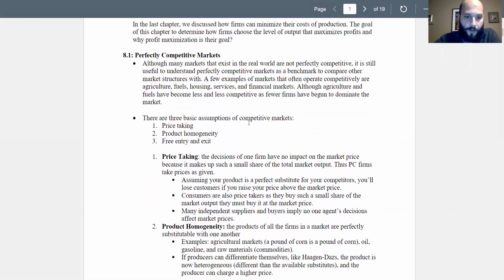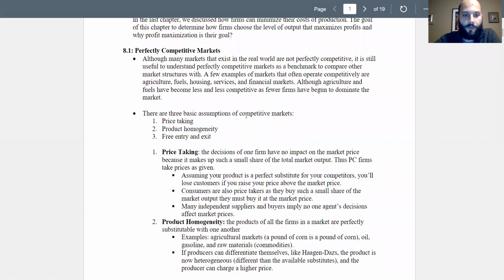So perfectly competitive markets are defined by three basic assumptions. One, price taking. No individual firm has any say over the price in the market. There's product homogeneity, meaning they all produce identical products. And this is sort of why each firm has to be a price taker. All of the products are the same, so if one is more expensive than the other, everybody just buys the cheaper product. So everybody has to stick to the market price. And finally, there are no barriers to entry or exit, free entry or exit, so any firm can enter or leave the market at any time.